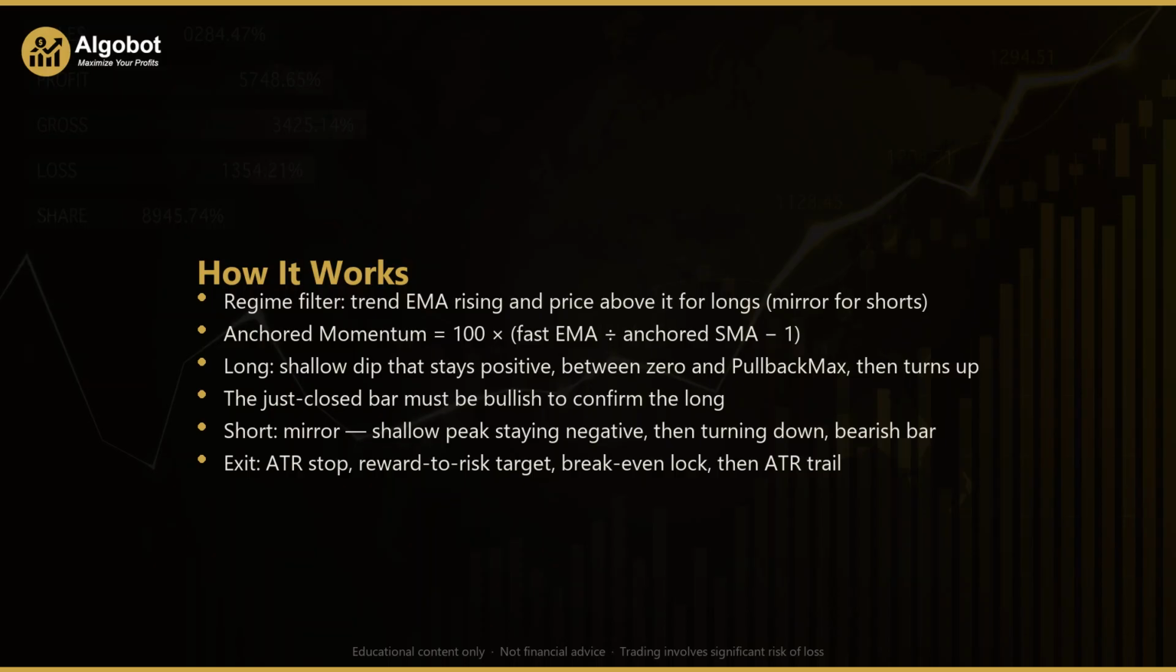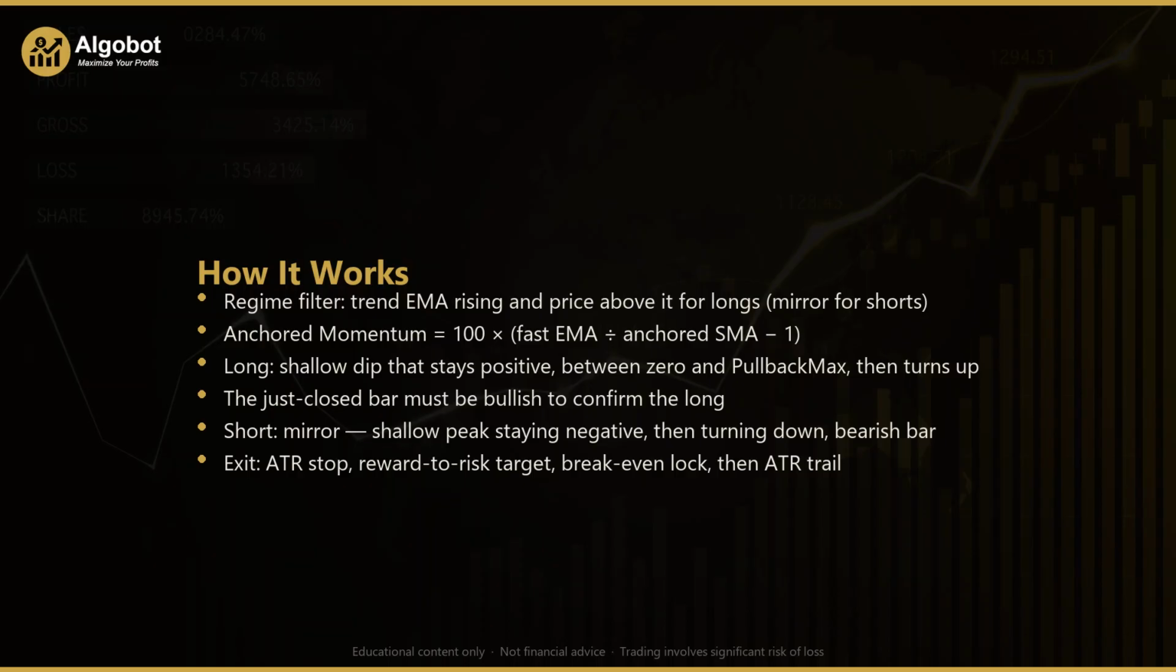The short side is an exact mirror. Momentum must make a shallow peak that stayed negative, between the negative PullbackMax level and 0, then turn back down, with a bearish closing bar and a falling trend. Because momentum never crosses 0, the strategy is joining a breather within a trend, not calling a bottom or a top. Deep pullbacks that puncture the 0 line are rejected as possible regime changes.